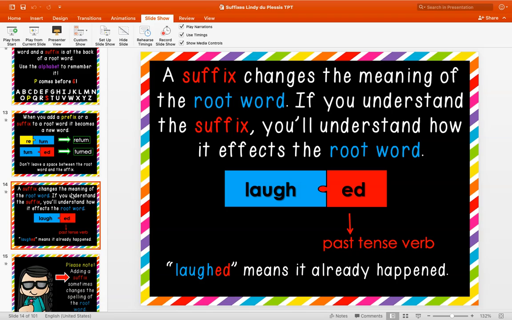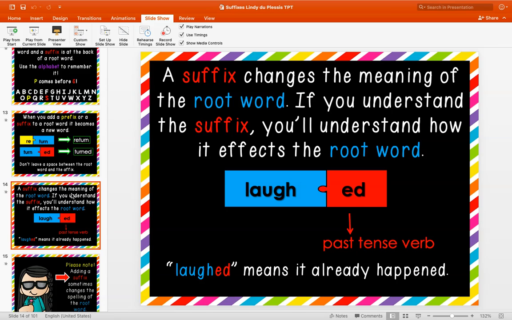Now, a suffix changes the meaning of a root word. If you understand the suffix, you'll understand how it affects the root word. So basically, the purpose of knowing your suffixes and their meaning is to comprehend what you are reading, okay? So that's why this is our reading lesson, because we want to be able to read and comprehend.